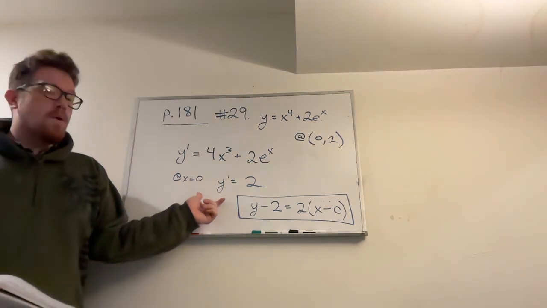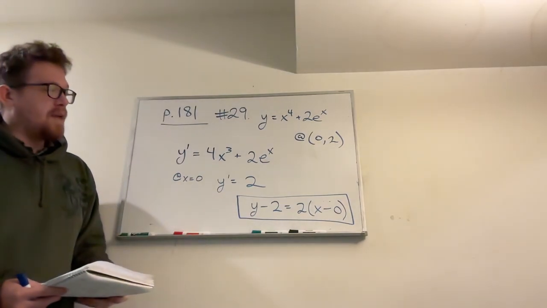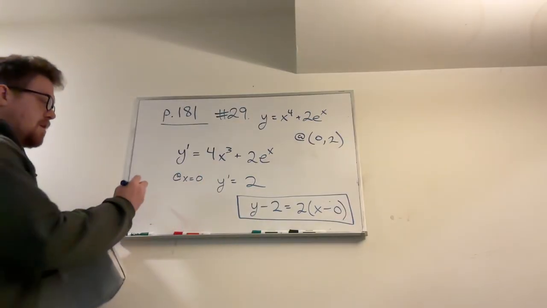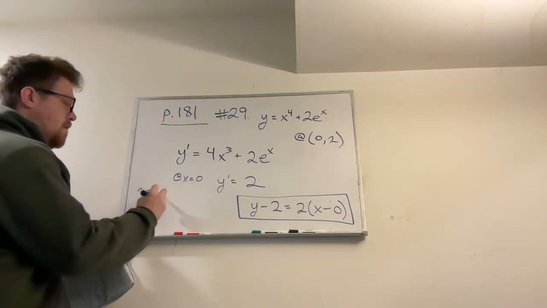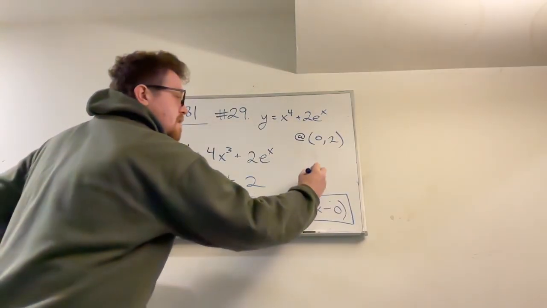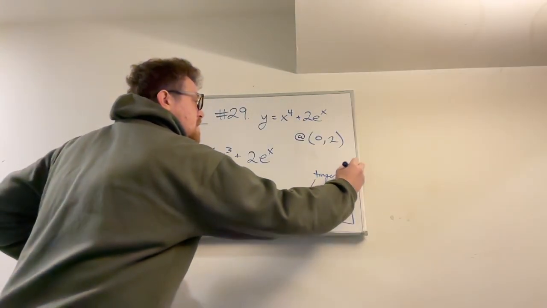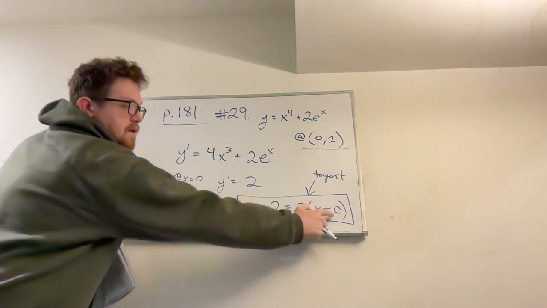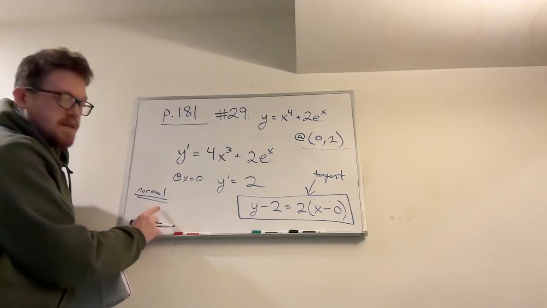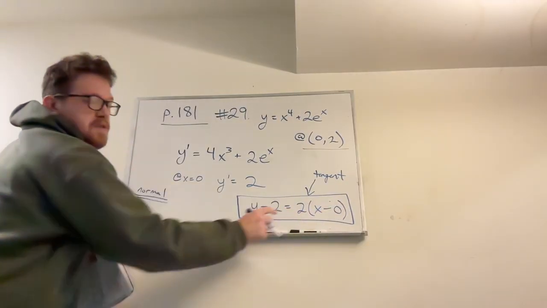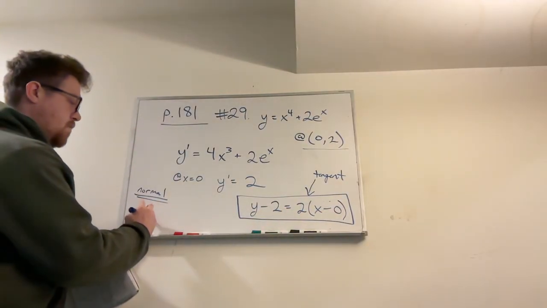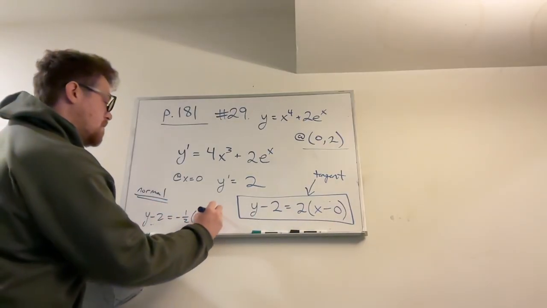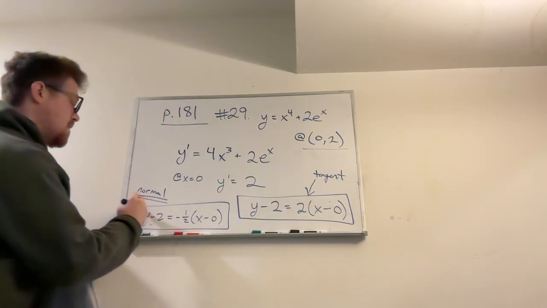And now for the normal line, it's basically the same line, except the slope is going to be the negative reciprocal. Right, so this is the tangent line at this point. The slope is 2, the point is 0, 2. Here the normal line is going to go through the same point, but the slope is going to be the negative reciprocal of 2. So it's going to be y minus 2 equals negative 1/2 times x minus 0. And this is our normal line.